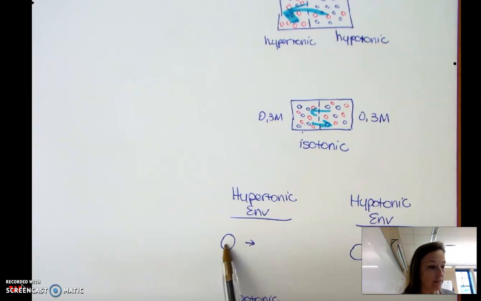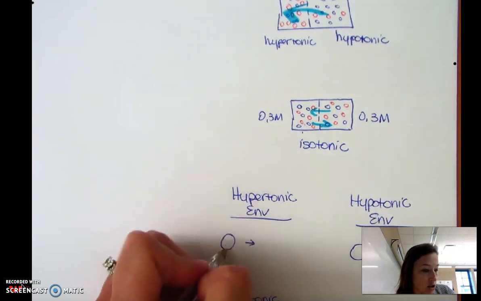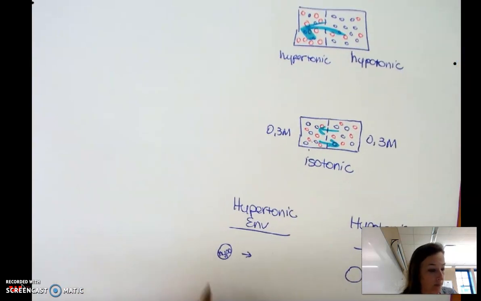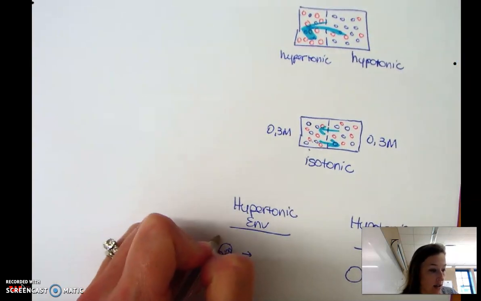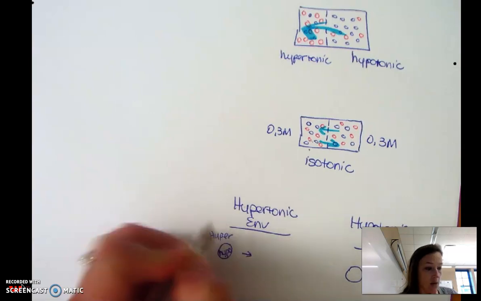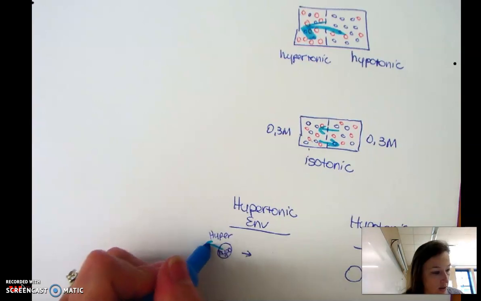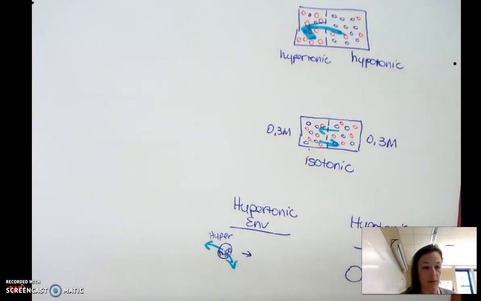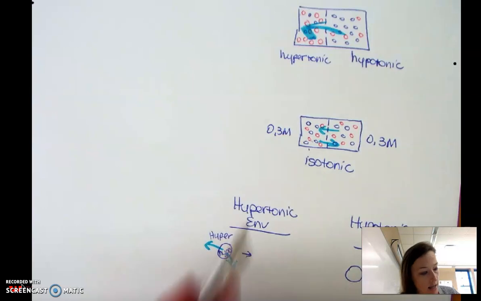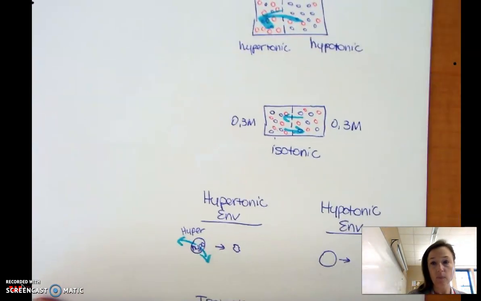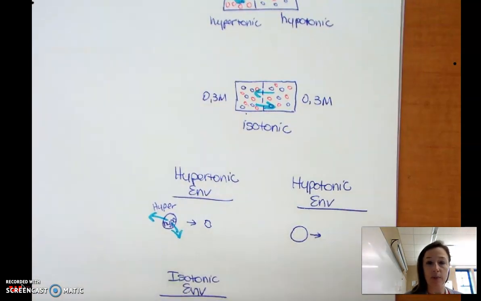So here we have our cell. It is in a hypertonic solution, which means, I should have made it a little bigger, it is hypo, okay? And so out here is the hyper, and we know that water always moves towards the hypertonic. So what we're going to see is water is going to leave our cell. It's going to move out into that hypertonic solution, and our cell is going to shrink and shrivel up like a raisin, okay? So that's what's going to happen when you put a cell in a hypertonic solution. It's going to shrivel. All right, it's going to dehydrate, basically.